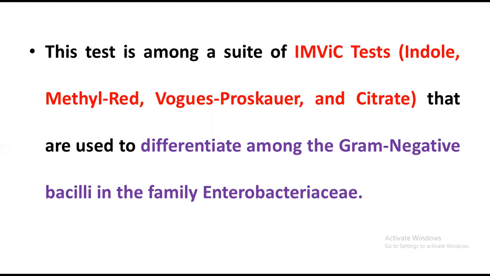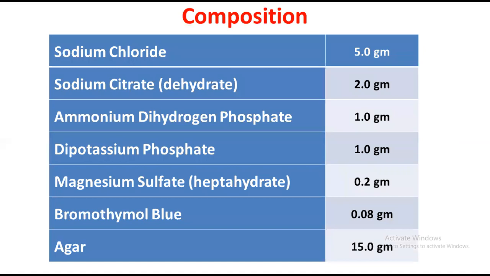It can come up in MCQs. It is used to differentiate among gram-negative bacteria that are related to the family Enterobacteriaceae. So this citrate test is used to differentiate between different gram-negative bacteria and the members of Enterobacteriaceae. First of all, you should know about the composition of it.